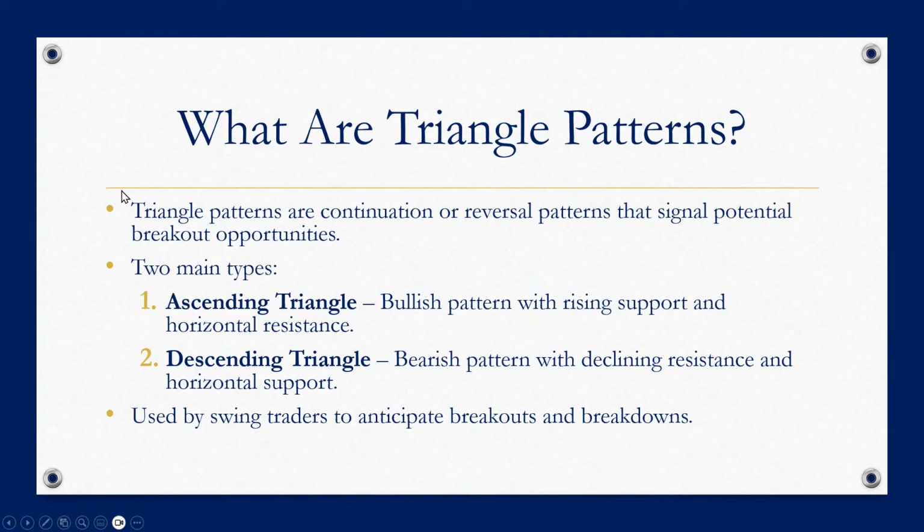Triangle patterns are continuation or reversal patterns that signal potential breakout opportunities. And the two main types, again, are ascending and descending triangles. An ascending triangle is generally a bullish pattern with rising support and horizontal resistance. A descending triangle is generally a bearish pattern with declining resistance and horizontal support.